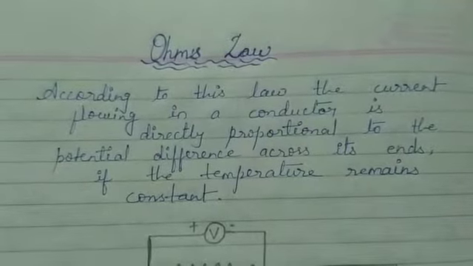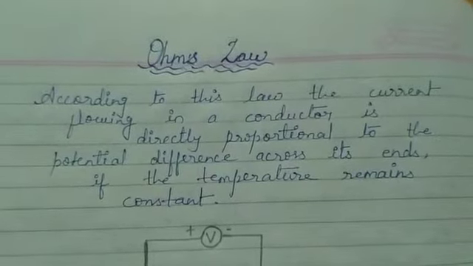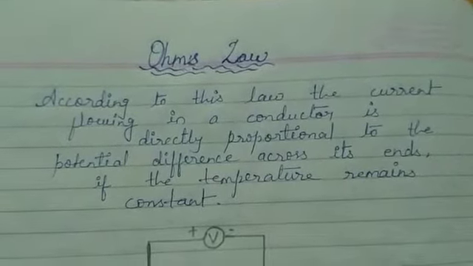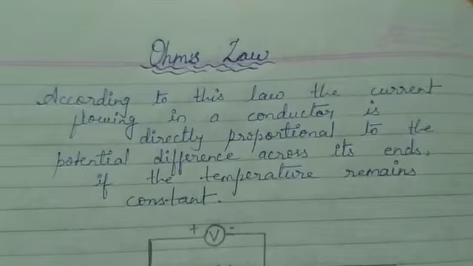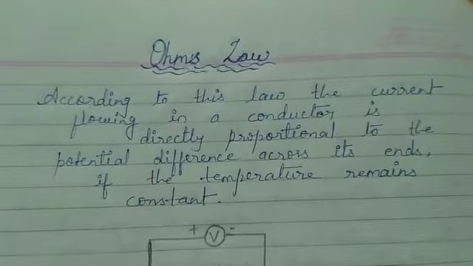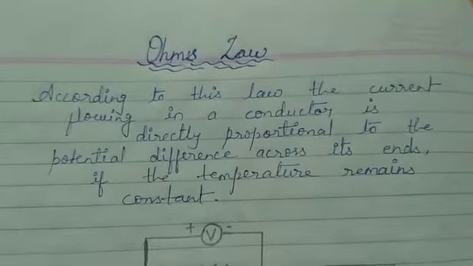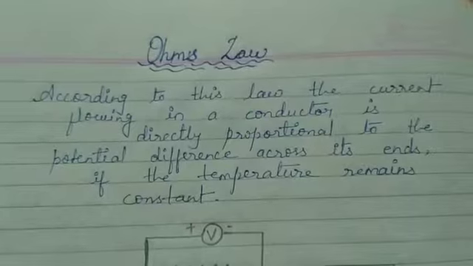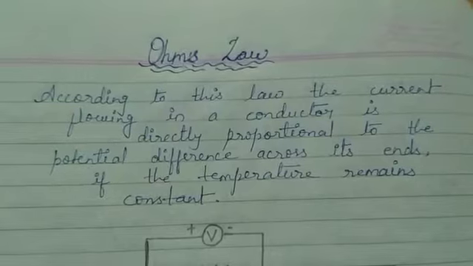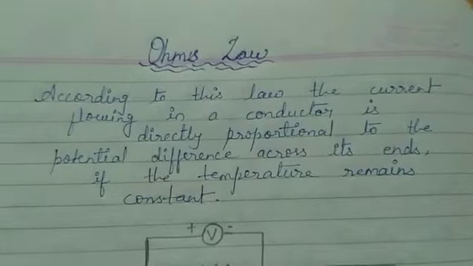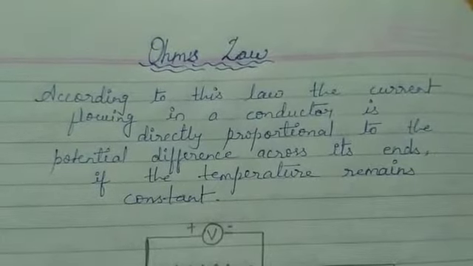So in the previous lecture we discussed how potential difference is very important to produce current. When the potential difference is applied, only then will the current flow. If more potential difference is there, more current will flow. If less potential difference is there, less current will flow. That means the current is directly proportional to the potential difference applied across the ends of the conductor.